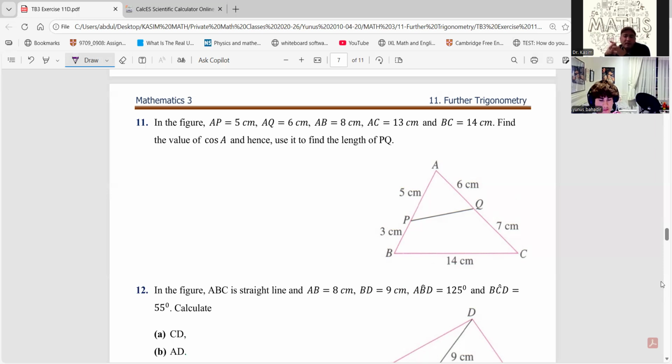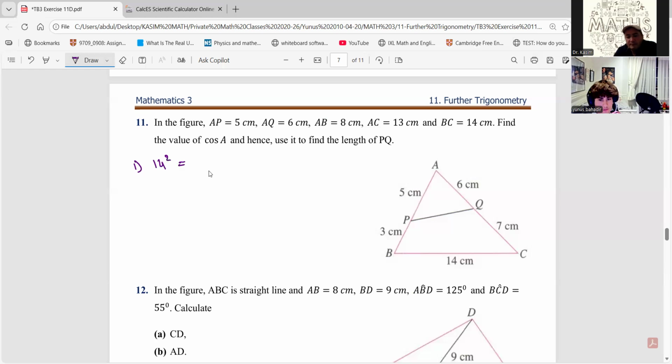First, you have to find the value of cosine of A. Since we only need cosine of A, you don't have to find A itself. And we can use cosine of A to find the length of PQ, right? So 14 squared, isn't it just the formula?